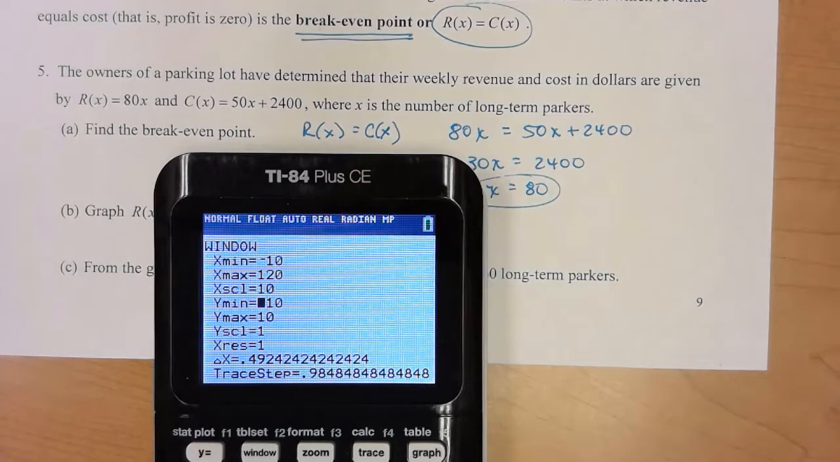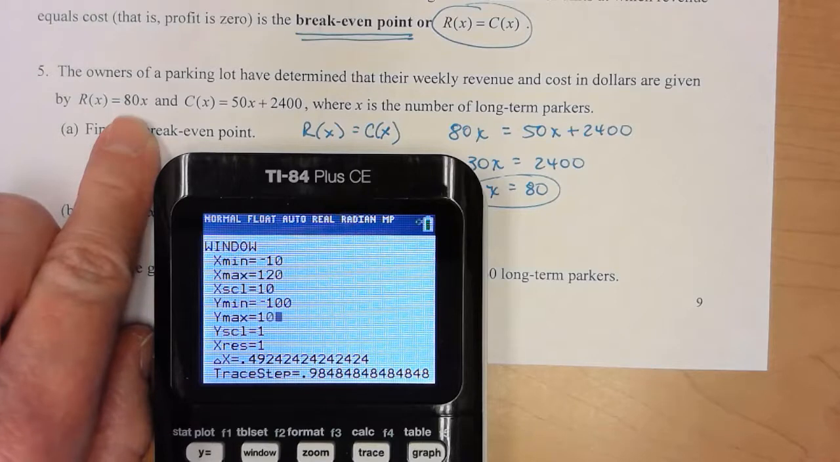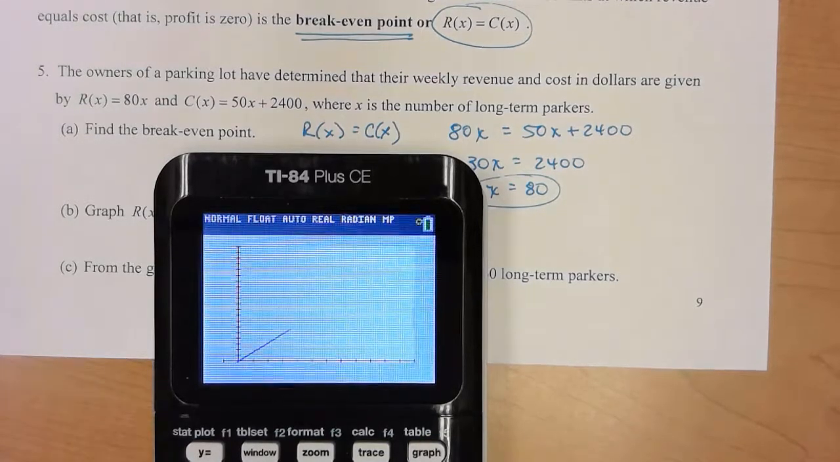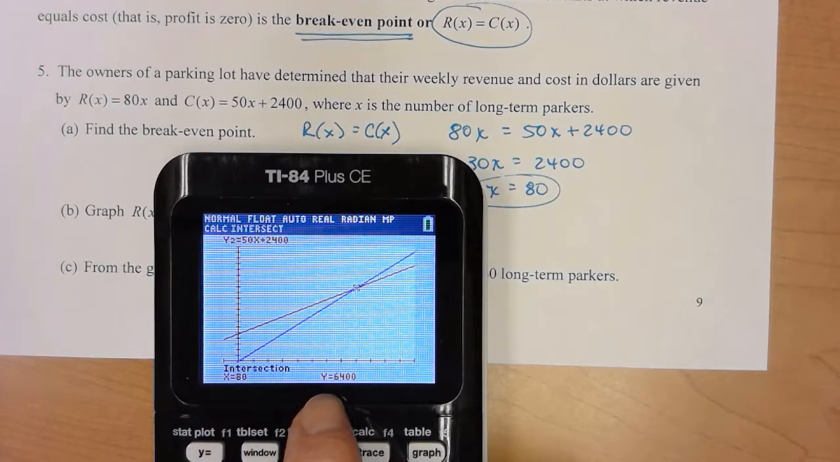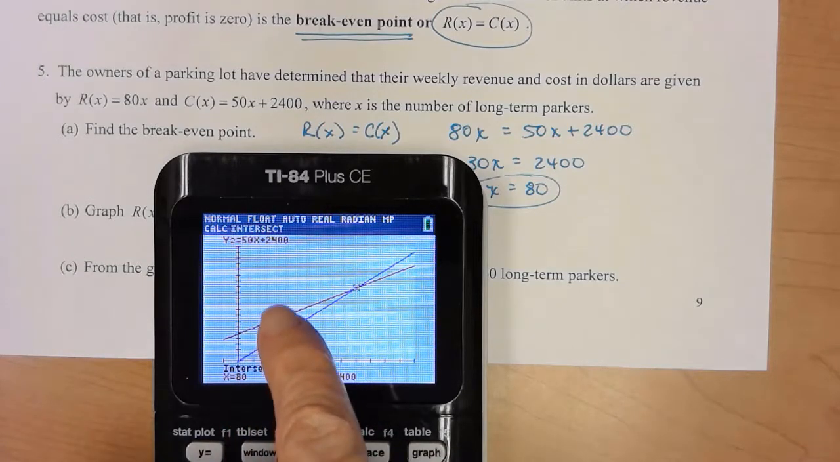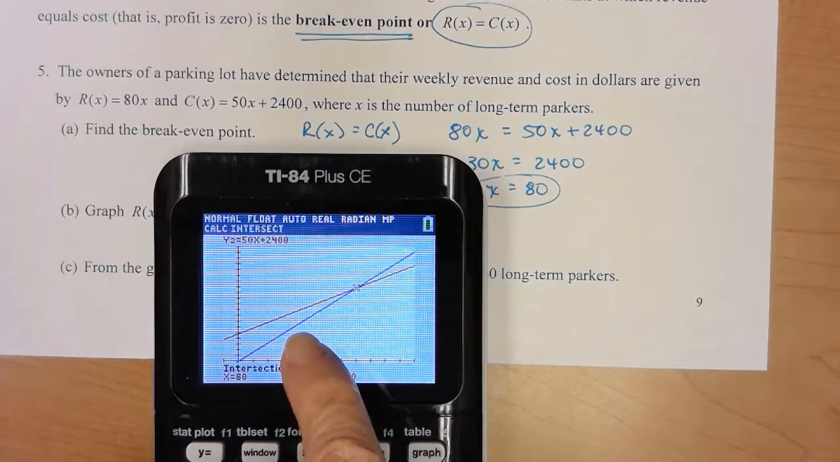My y-min, these aren't supposedly getting into the negatives, but I do know that when I put 80 in, I got 6,400, so let me put 10,000 in there. And my scale, let me use 500. Let's see if we can see a graph here. Now the first graph is my revenue. The red is my cost. Right here where they hit is my break even. If I do second calc intersect and then do enter, enter, enter, that's my break even. So if they have 80 long-term parkers in this parking lot of theirs, then they'll just break even. They need more. Anything below that, my cost function, if you'll notice my picture, my cost function's over my revenue, and they will be operating at a loss.